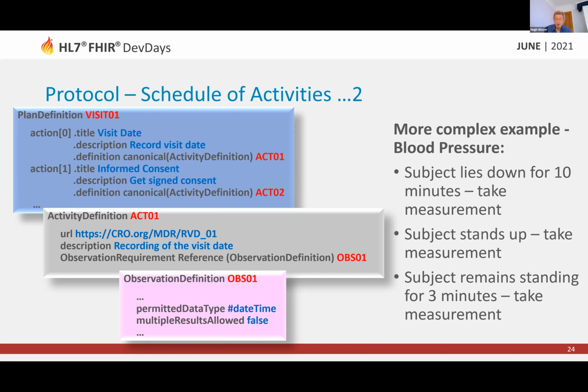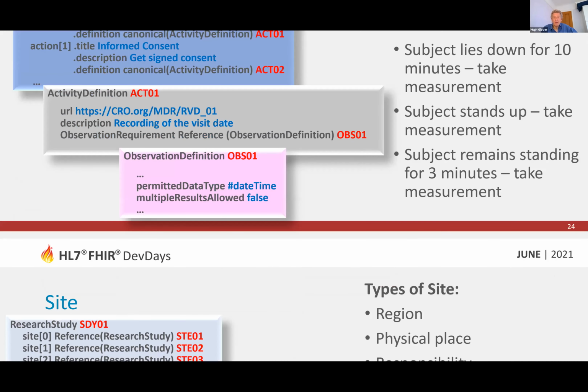And these things get much more complicated. So what's in text on the right there is the blood pressure example, which is much more complicated, where as a single activity, the subject has to lie down for 10 minutes, then you take the blood pressure, then they stand up, then you take the blood pressure again, then they stay standing for another 3 minutes, and then you take the blood pressure again. And each blood pressure, of course, has got 2 separate values to it. So you've got a much bigger and more complicated structure that you are trying to work with there.